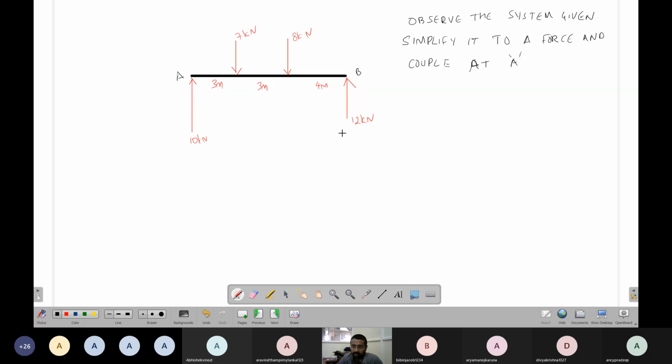So you have a lot of forces. What I need ultimately is a force and a couple. Let's say I need a force like this, some force like this, some couple like this. I don't know the direction. Approximately, you can apply it upward also. So let's say I call this FAY. I call this FAX. I call this M. Okay. This is my A.